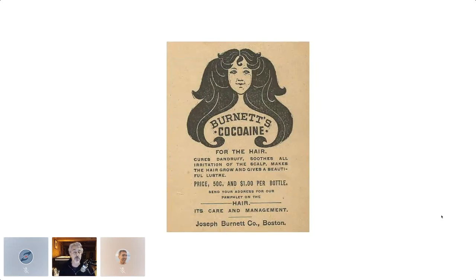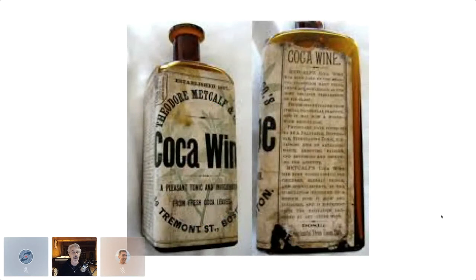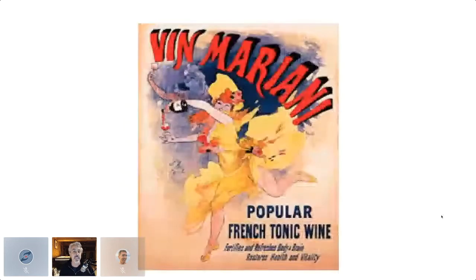But it was also used on the head for the scalp and the hair, as in this Burnett's cocaine preparation, which I believe came from Boston. We also have Heater Hall's cocaine, guaranteed to deaden that sweet tooth. This is a modern product, actually. And we have, again, from Tremont Street in Boston, the Theodore Metcalf Coca wine. And coca wine was a thing for a time. It was something that many people turned to for stimulation, for creativity, for great ideas, for staying awake.